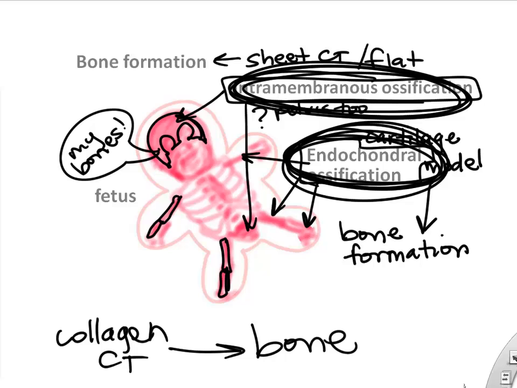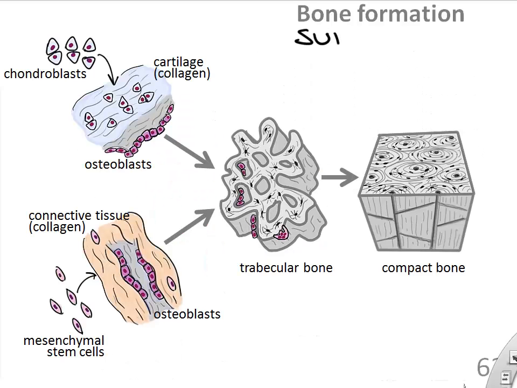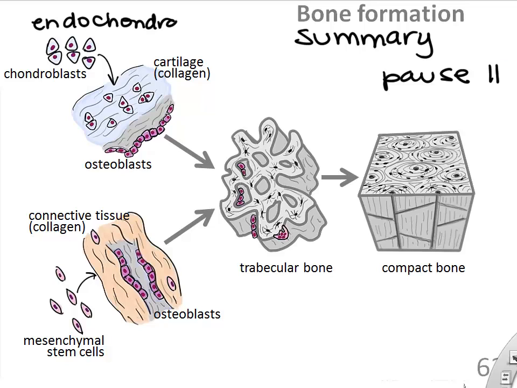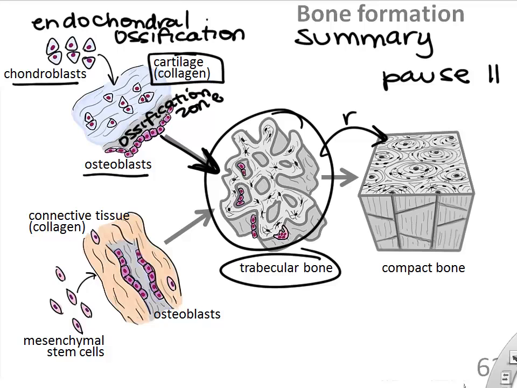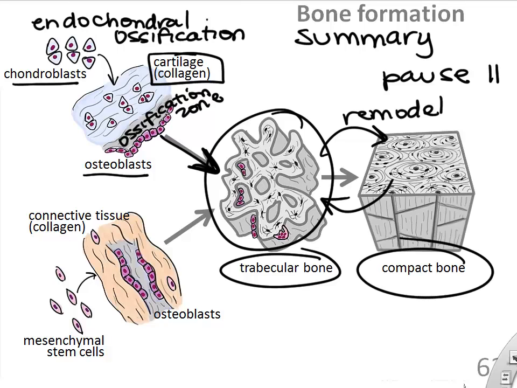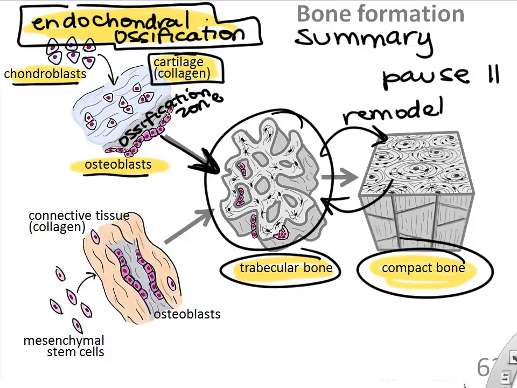Most of this involves collagen connective tissue being turned into bone. So we'll summarize a little bit here and make sure those steps are clear for you. So in endochondral ossification, our starting product is cartilage, which is mainly collagen. And then osteoblasts turn that, which we call ossification, into bone. We'll start with trabecular bone, and we could always remodel that into compact bone or back and forth. Right? So endochondral ossification is one way, if we start with cartilage, that we can make bone.